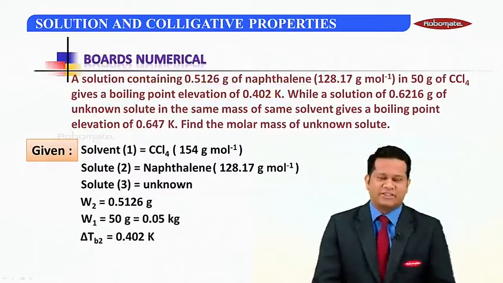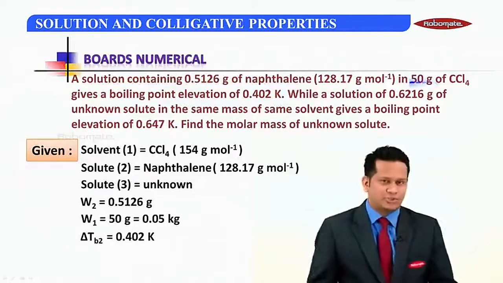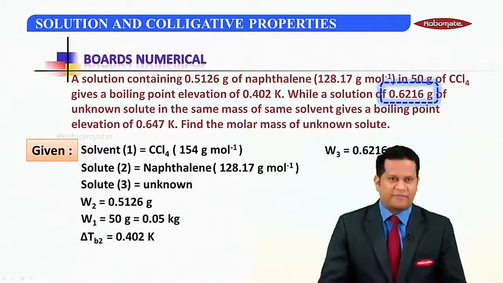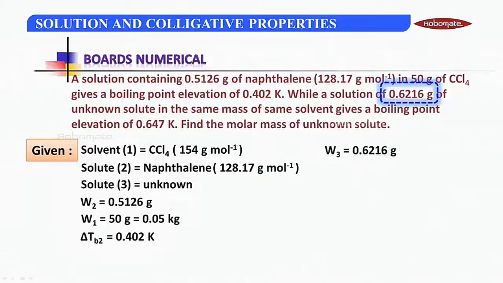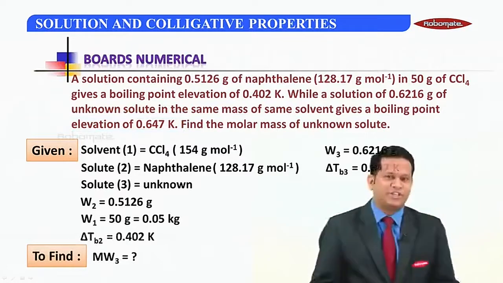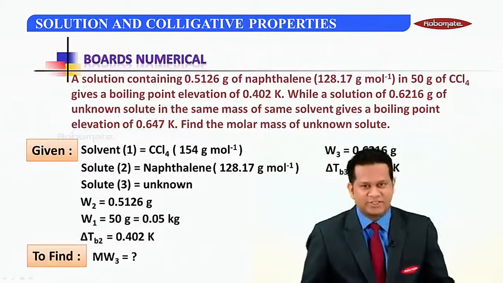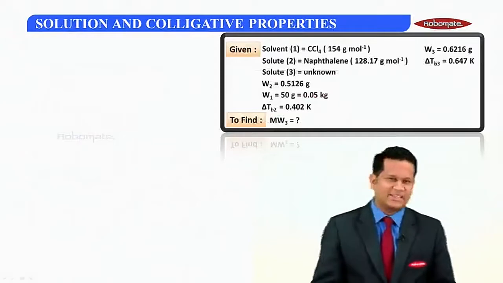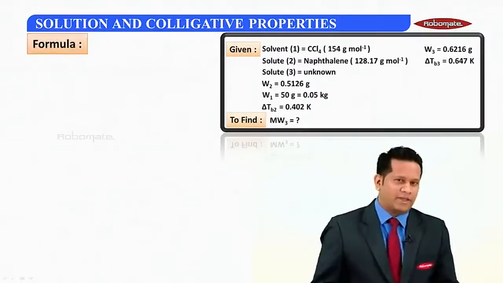Similarly, let us go ahead with the data of solution 2. First thing, the weight of solute 3, W3, is 0.6216. The mass of the solvent is the same and the elevation over here is given as 0.647. So delta TB3 is 0.647 for solute 3, that is unknown, and what exactly are we supposed to calculate? We need to find the molecular weight of the solute 3. With this data, let us go ahead with the formula.